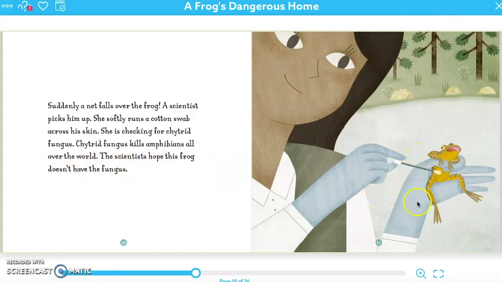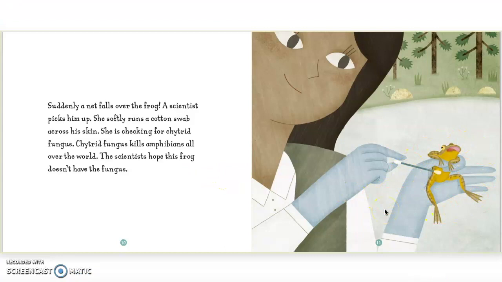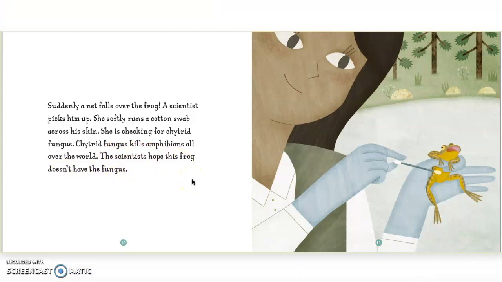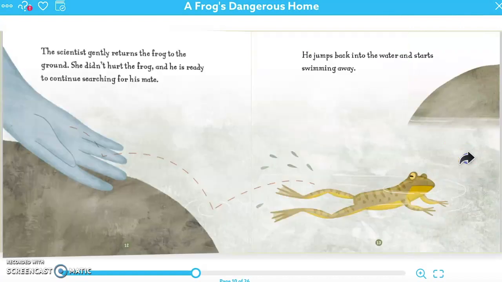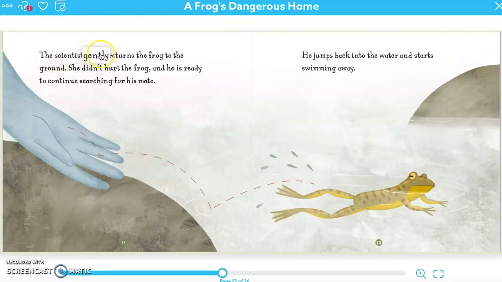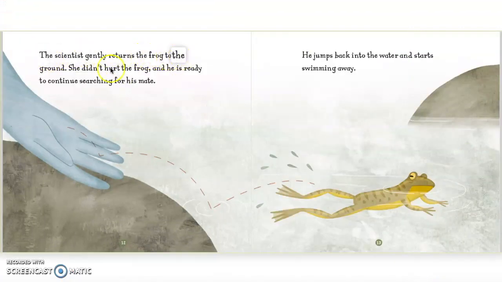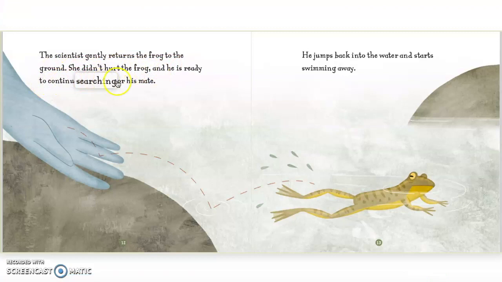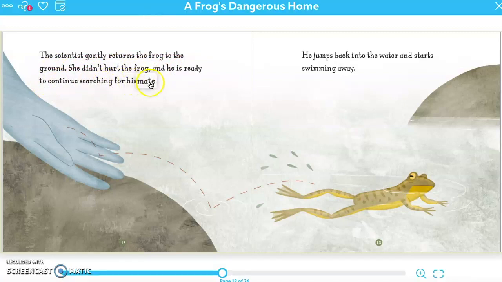What would happen if he did have the fungus? Right, he probably would die. So why do you think she's hoping that he doesn't have the fungus? The scientist gently returns the frog to the ground. She didn't hurt the frog, and he is ready to continue searching for his mate.